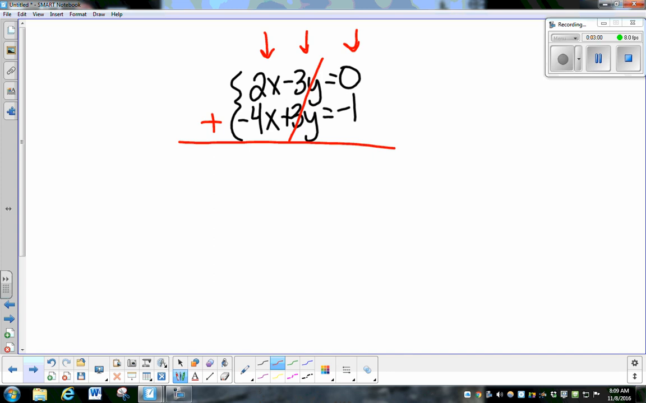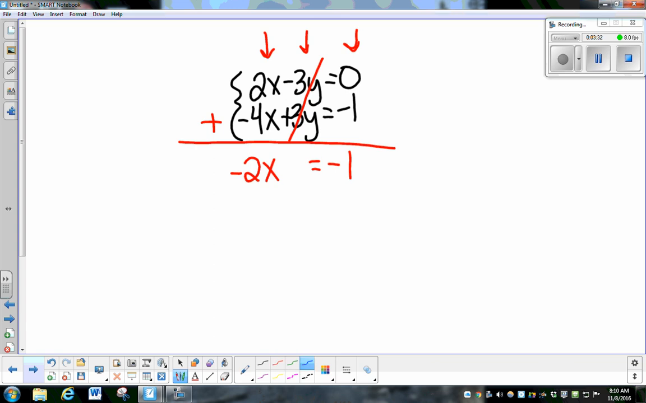We want one of the variables, either x or y, doesn't matter which one, but not both. You want one of them to eliminate. So you want them basically to be the same number coefficient, but opposites. So negative 3 and positive 3 were our y coefficients here, which made it eliminate. Now we're just going to add up the rest of our equation. So for my x's, I have 2x minus 4x, that's negative 2x, equals 0 plus negative 1, that's negative 1.